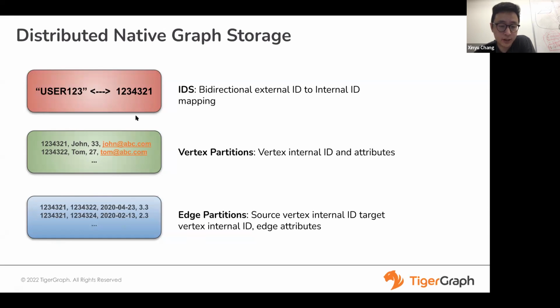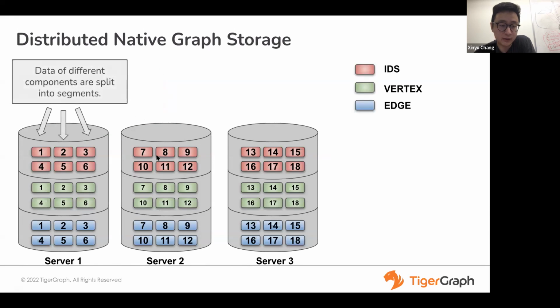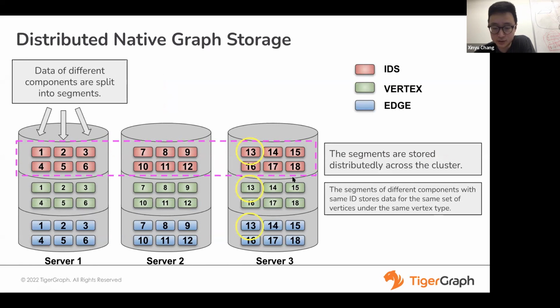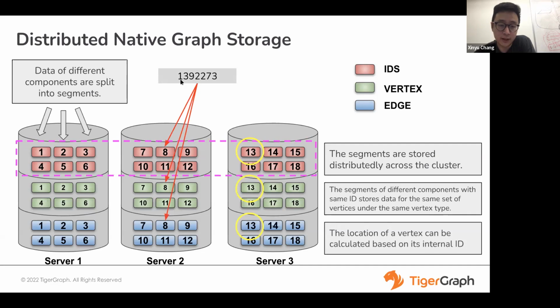And once we have these three types of data, they are segmented and spread out across different servers, right? We split each type of data into segments, and the segments are stored distributedly across the cluster. And the segments of different components with the same ID actually store the data for the same set of vertices. For example, if I have a vertex with this internal ID, its ID info, its vertex info, and its neighbor info will all be on the same server and belong to the corresponding segments with the same sequence number. For example, all the information of this vertex will be in segment 8 for the ID service, segment 8 for the vertex segment, and also segment 8 for the edge segment.